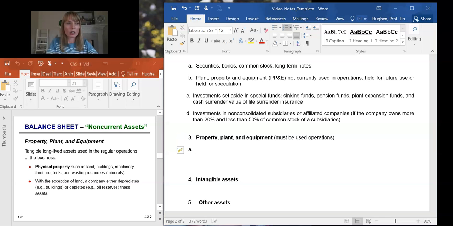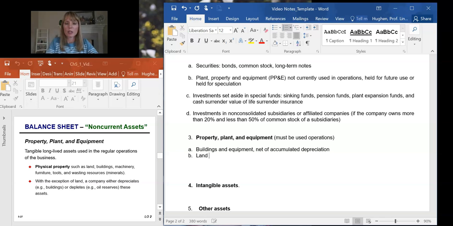Okay, so we are talking about buildings and equipment, of course, net of accumulated depreciation. Land, which is never depreciated. There could be other items that we see in plant, property, and equipment, such as natural resources. Things like oil, timber.